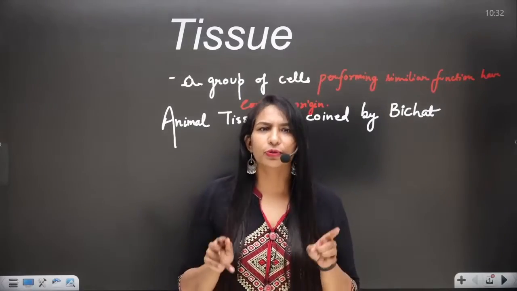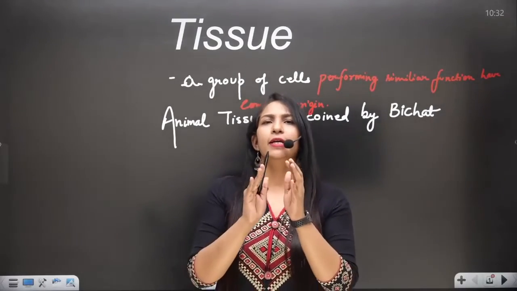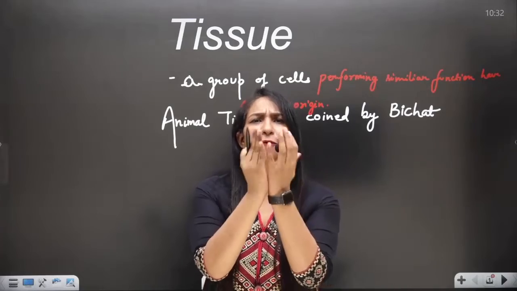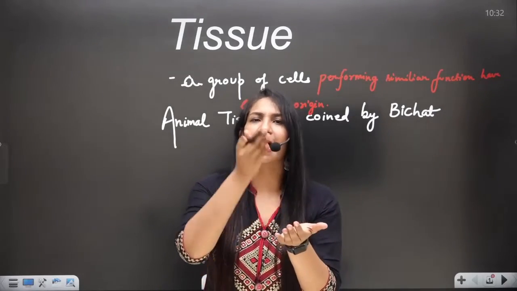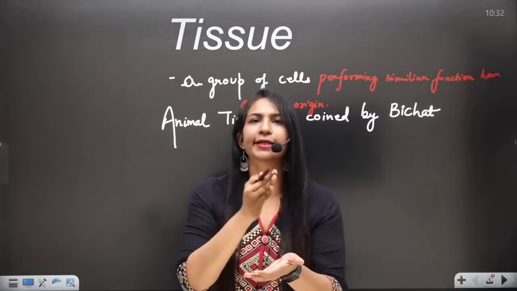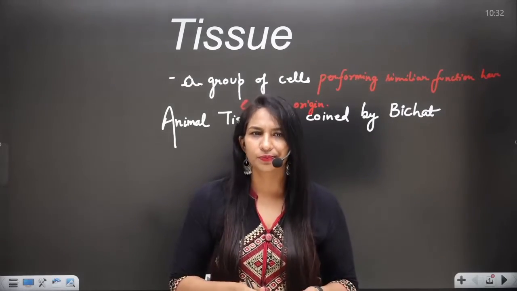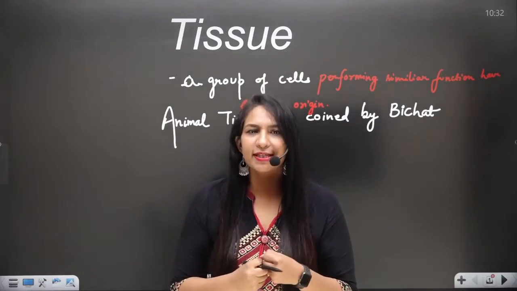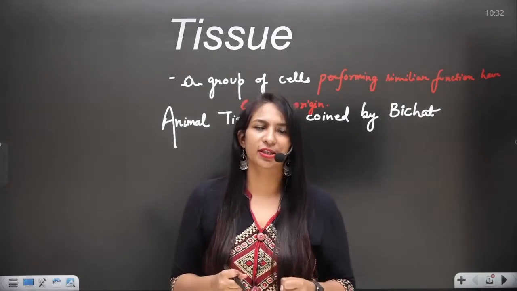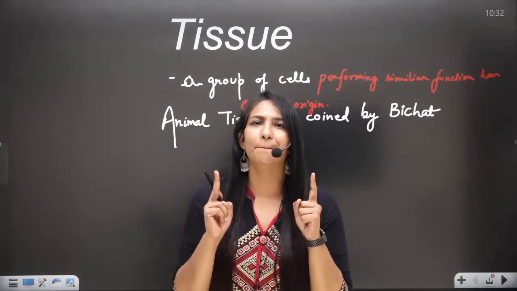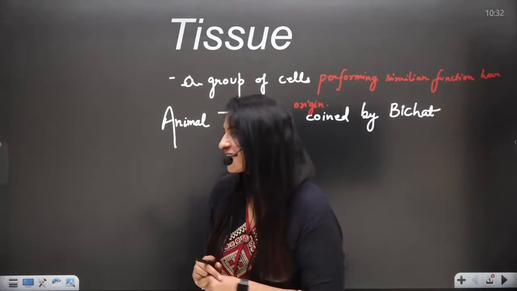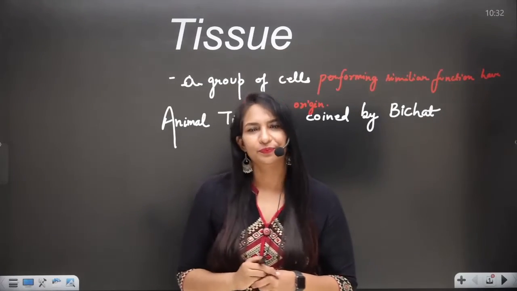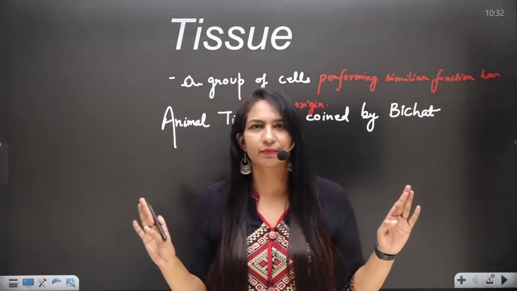So you got to know the definition of tissue, that बहुत सारे सेल्स मिलकर, a group of cells having similar function and common origin, that is called tissue. और ये वर्ड एनिमल टिश्यू किसने दिया है? It is coined by Chet. The term animal tissue is coined by Chet. And the study of tissue is called histology. Yes, the study of tissue is called histology. टिश्यू की डेफिनेशन क्लियर? बहुत बढ़िया.